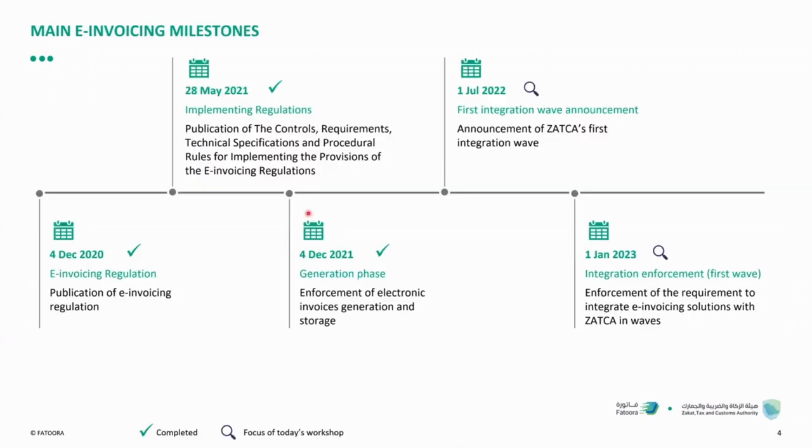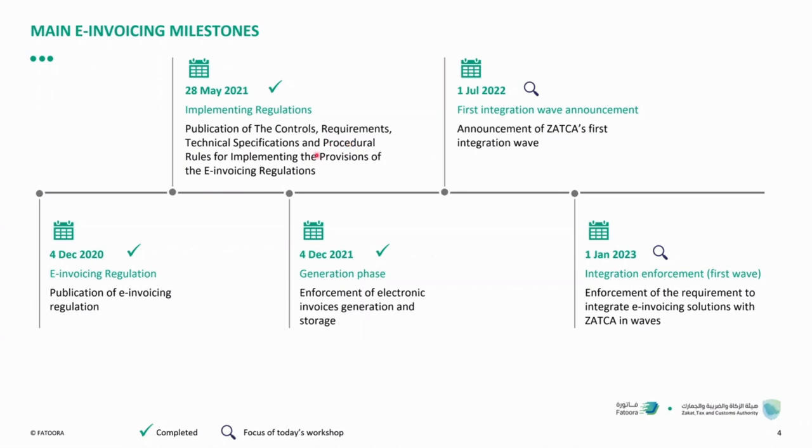So a quick recap about e-invoicing and where we stand as we speak. In e-invoicing, we published our first regulation back on December 4th, 2020. After that, in May 2021, we released some implementation resolution, including the controls, the requirements, the technical specifications, and all things related to how the invoicing will be moving forward.